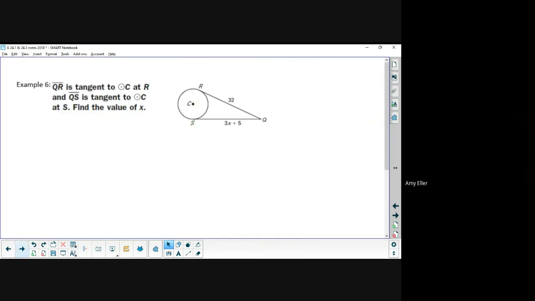Let's look at 6. QR is tangent to circle C at R. So here's QR. It's tangent at R. And QS is also tangent to circle C at S. Find the value of X.